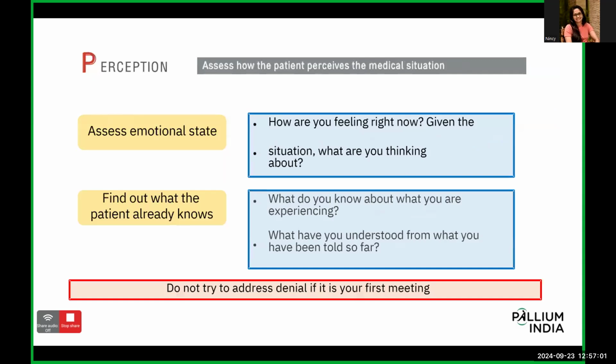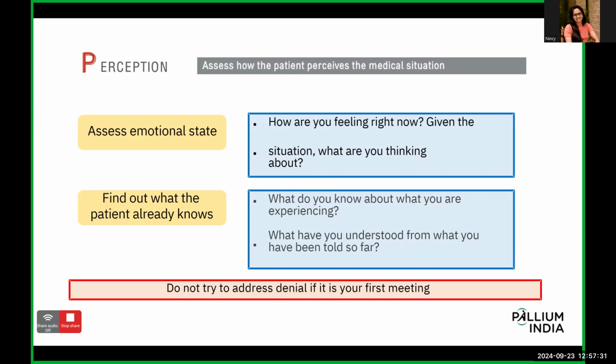Coming to perception, like I said, you're checking how they are perceiving, understanding what they already know about themselves, about the condition, what is lying ahead, if they know anything about it. Because only then can you actually take it forward. And also how they are feeling, like are they in a position to actually listen to you right now? All of that comes under perception.